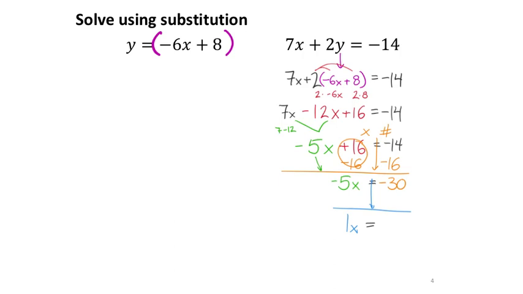But just like we've seen already, how do you make a negative 5 a 1? We simply divide it by itself. And yep, if we do it to one side, we got to make sure to do it to the other side. So that's going to be a 1. Negative 30 divided by negative 5 is going to give me positive 6.